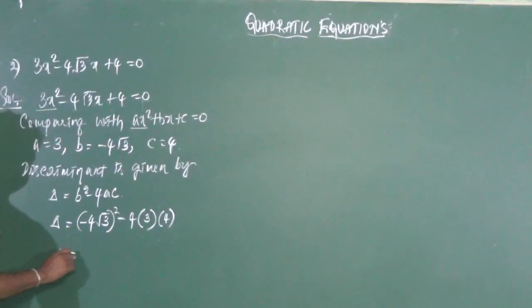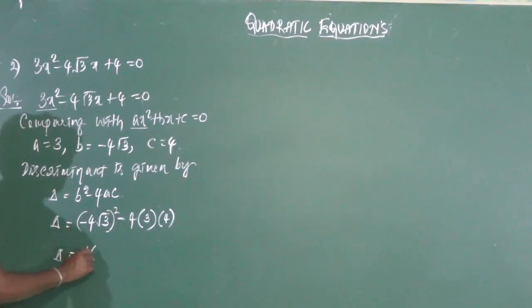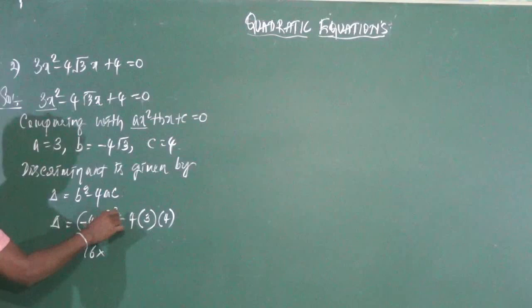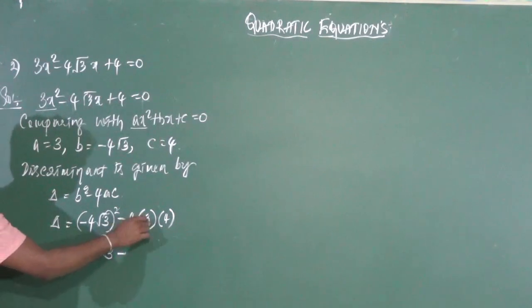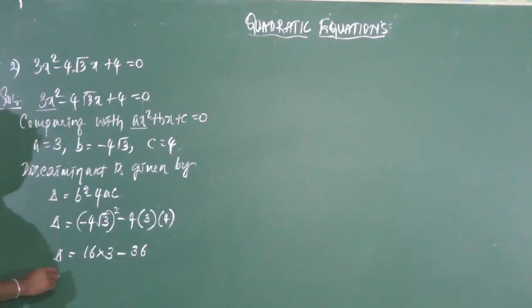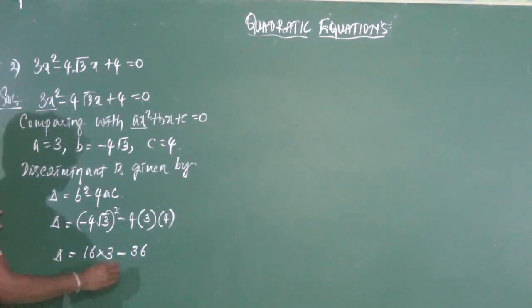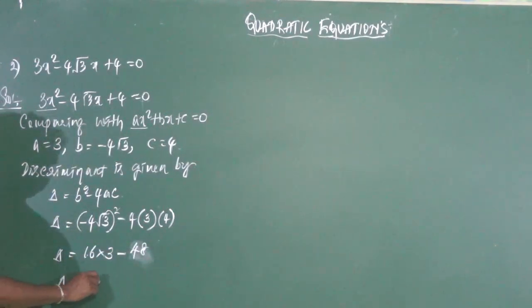Okay, so delta is equal to minus 4 root 3 whole square, where the square applies for minus 4 and square applies for 3 also. So minus 4 whole square is 16, into root 3 square, so the square and root symbol cancel, so 3. 16 3s are 48, minus 48. So discriminant is 0. Very good. So discriminant is 0.